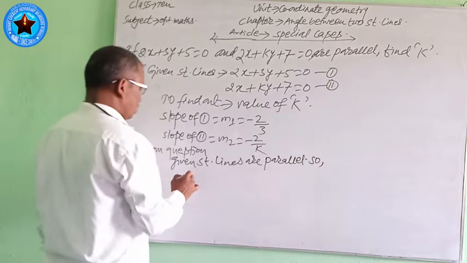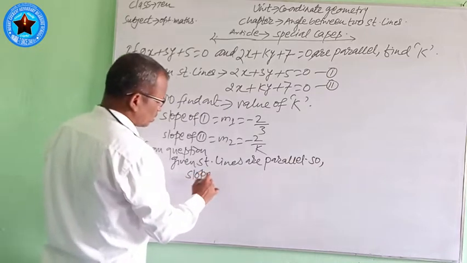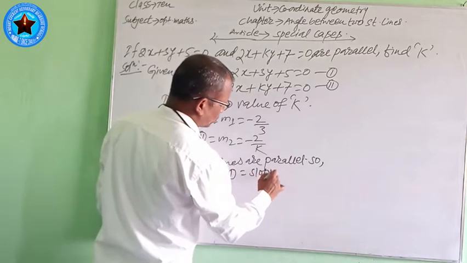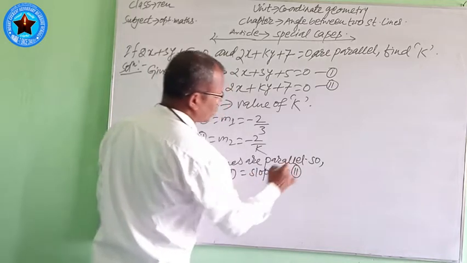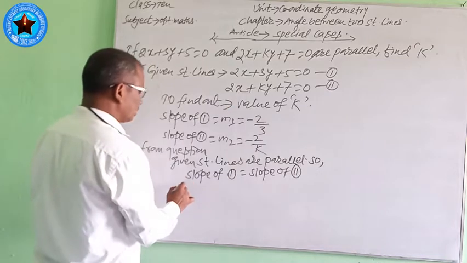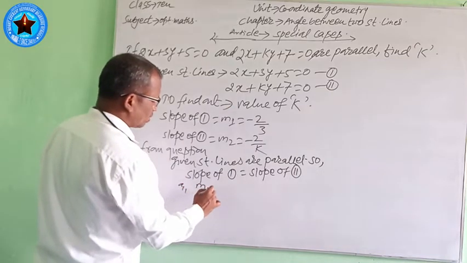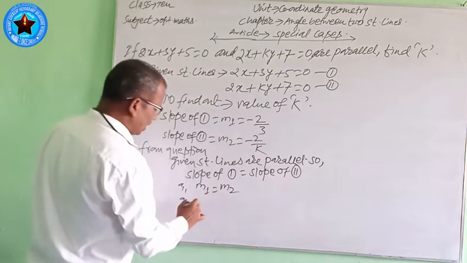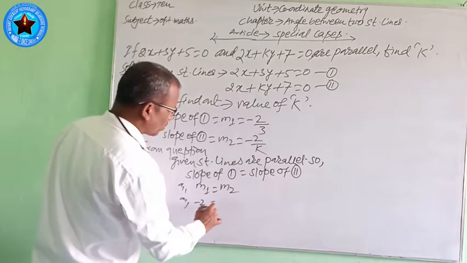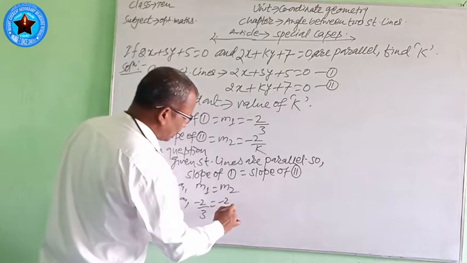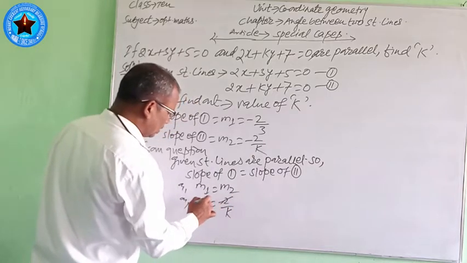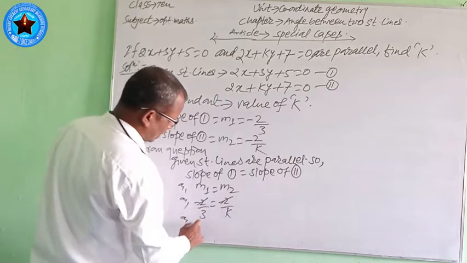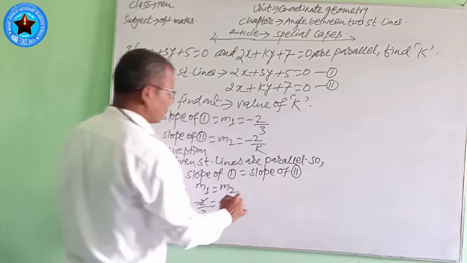So slope of 1 should be equal to slope of 2, that is m1 equals m2. Here m1 equals minus 2 by 3 and m2 equals minus 2 by k. The minus 2 cancels, and k equals 3.